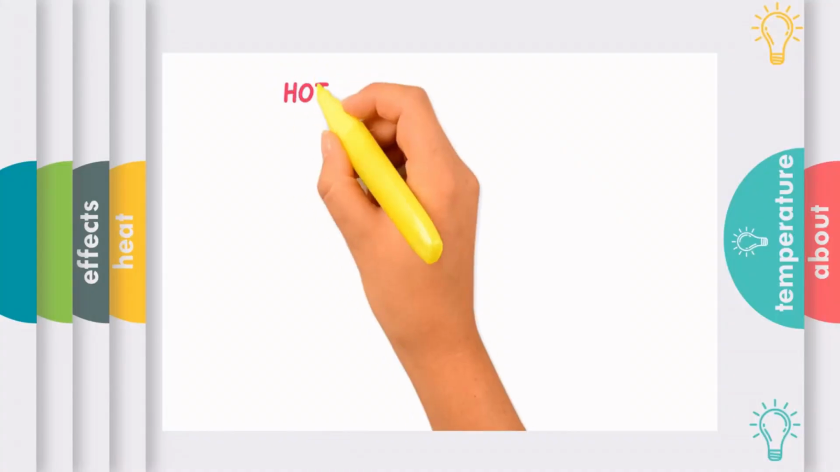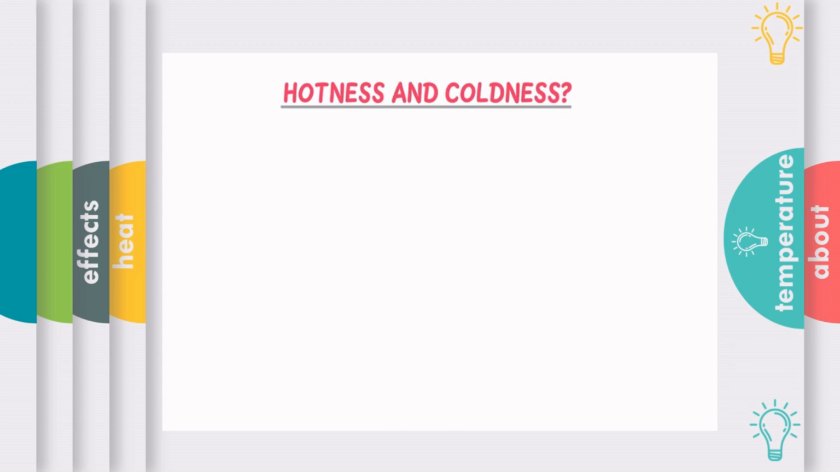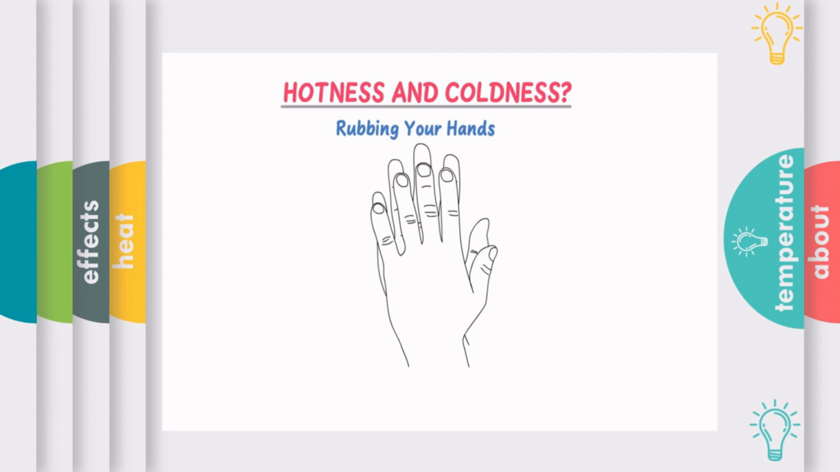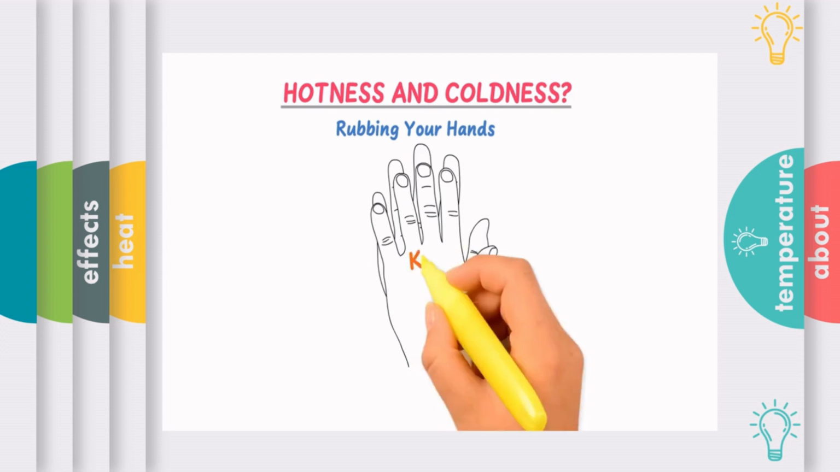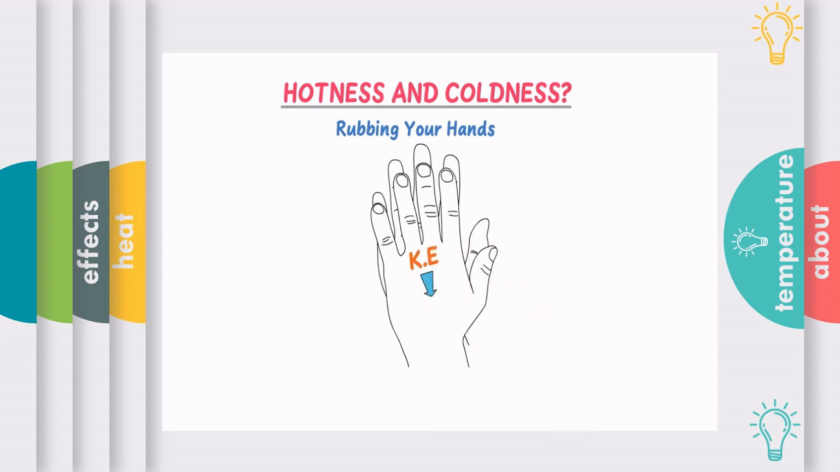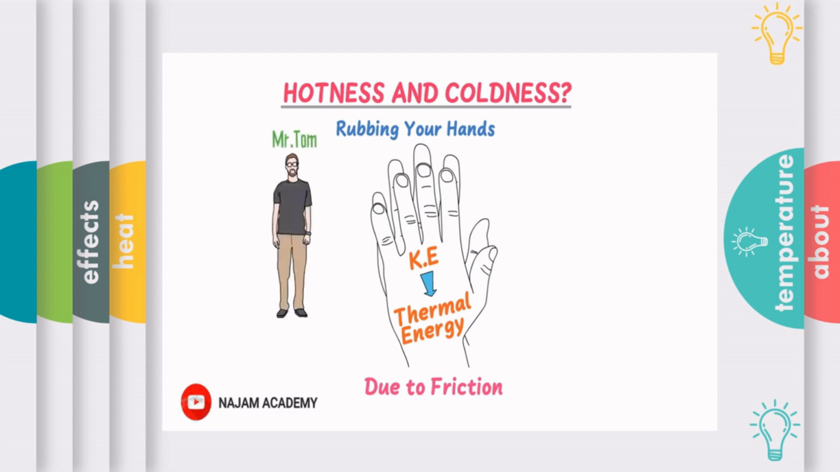The second question is, why do hotness and coldness of any system depend on kinetic energy? Let's look at this example. During rainy season, when you rub your hands together vigorously in cold air, the kinetic energy of your hands is converted into thermal energy due to the existence of friction between your hands. Now let me elaborate this concept further.